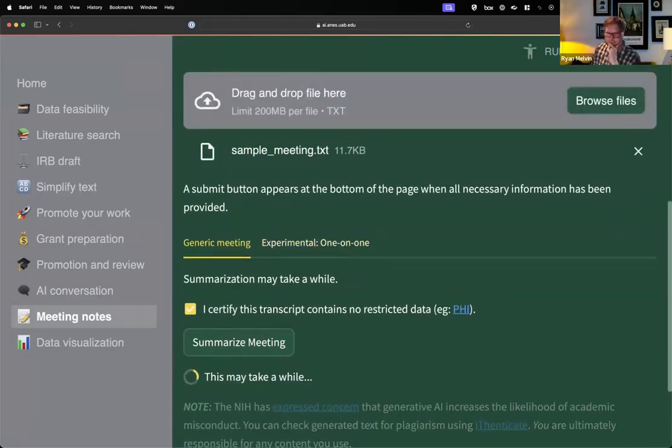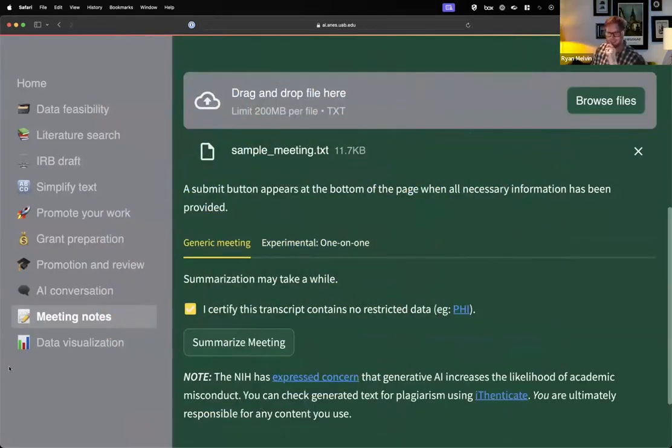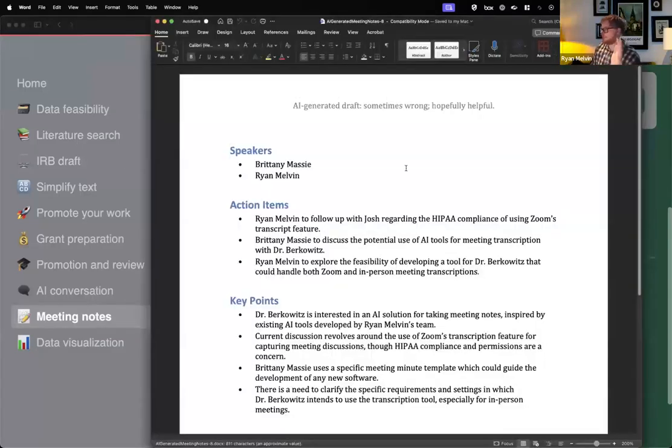The other one, let me just pull up a completed example. Oh, nope, it's being blessedly fast today. So I'll show you our meeting notes. And you're immediately going to think, well, doesn't Zoom have this now? Yes, Zoom does have this now. And I would love to just delete our tool for the Zoom one.